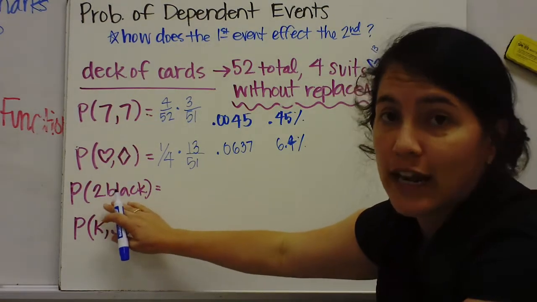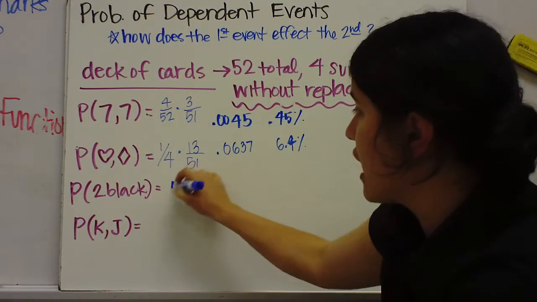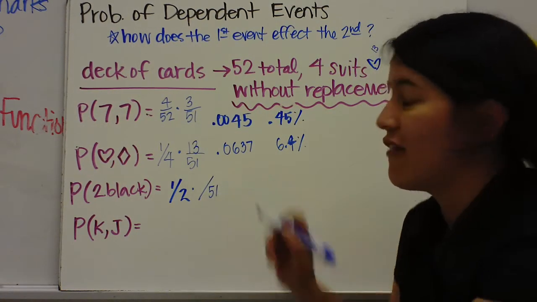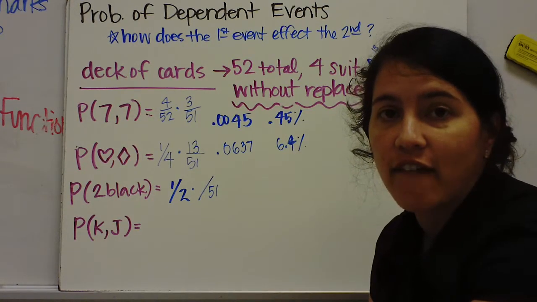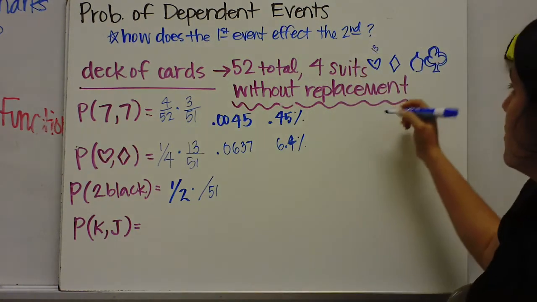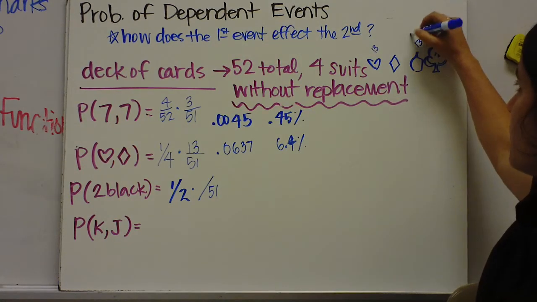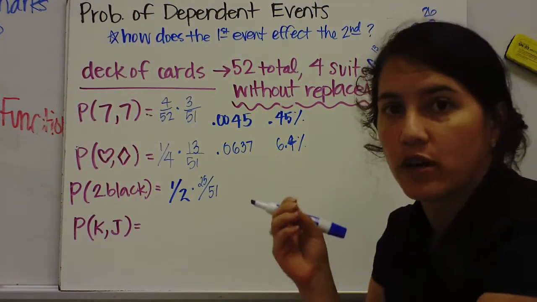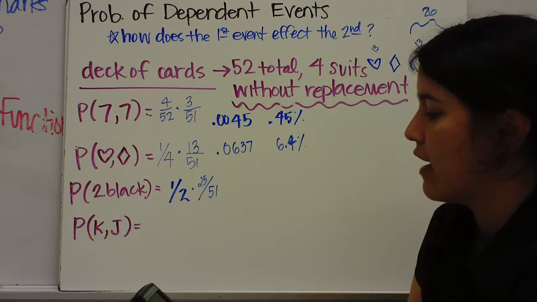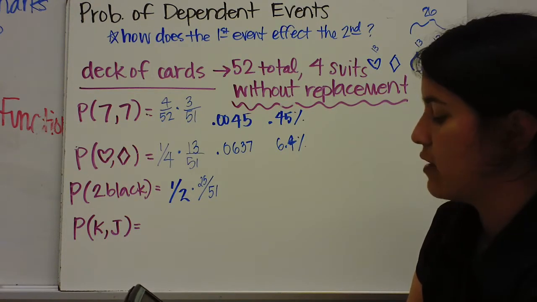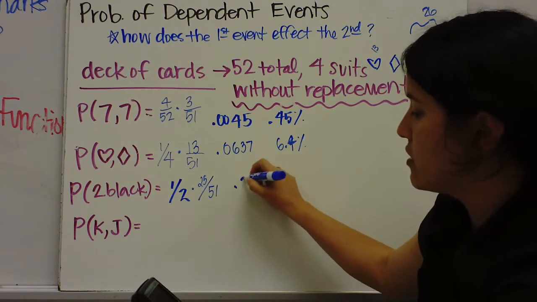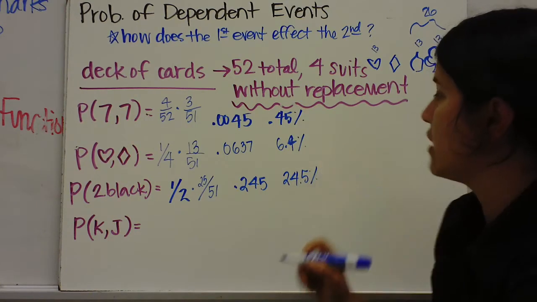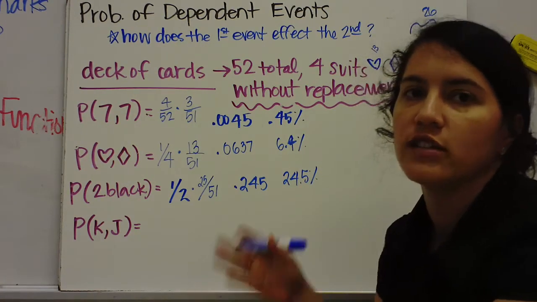The probability of getting 2 black. So half the deck for the first pick is black. Then, remember, we're only going to have 51 now. And instead of having half, which would be 26, so there's 13 here and 13 here, these are black. I'm going to only have 25 black now, because remember you took one of the black cards out, and I would multiply 1/2 times 25 divided by 51, which is 0.245, and that's going to be 24.5%. So we have almost 25% chance of picking 2 black.